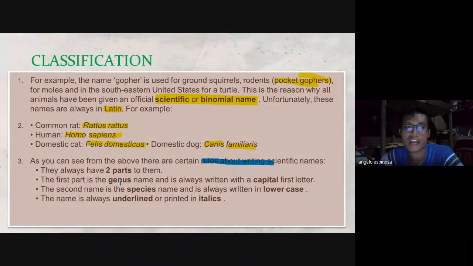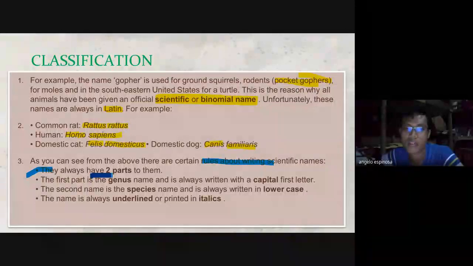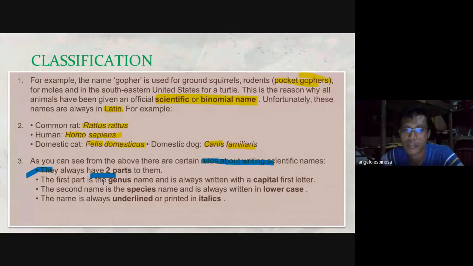So we have number one: they always have two parts, the genus and the species. As you can see here, we have Rattus rattus, two parts. Then Homo sapiens, Homo and sapiens, so one and two. Then Felis domesticus, one and two. Okay, so we have the next rules. The first part is the genus name.